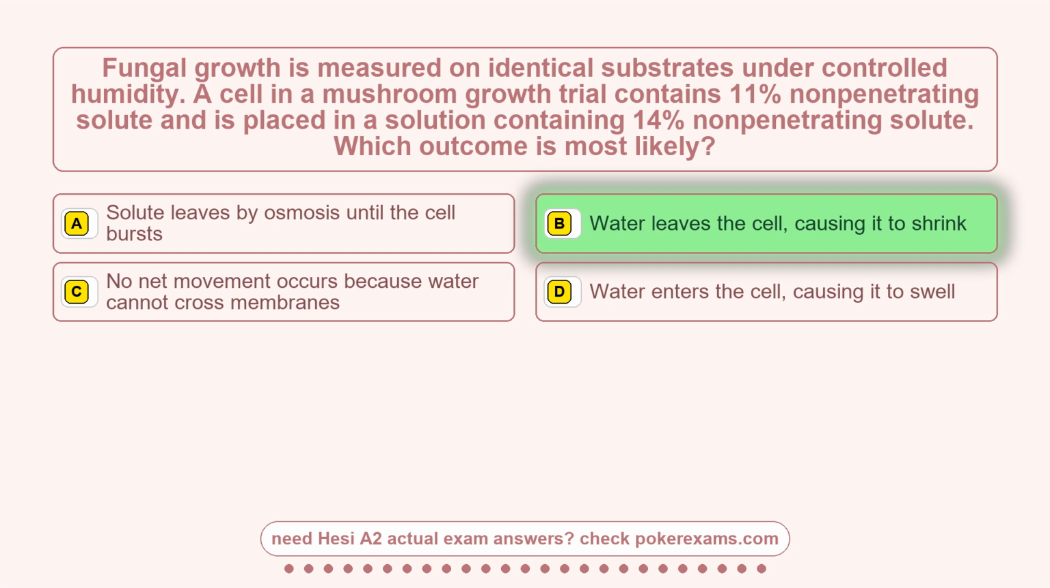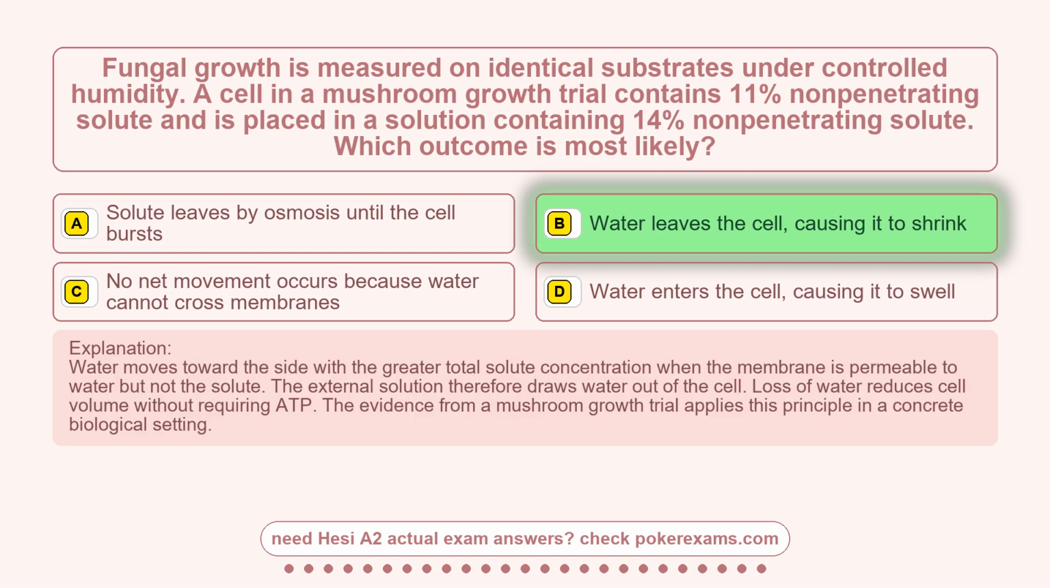The correct answer is option B, water leaves the cell, causing it to shrink. Water moves toward the side with the greater total solute concentration when the membrane is permeable to water but not the solute. The external solution therefore draws water out of the cell. Loss of water reduces cell volume without requiring ADP. The evidence from a mushroom growth trial applies this principle in a concrete biological setting.